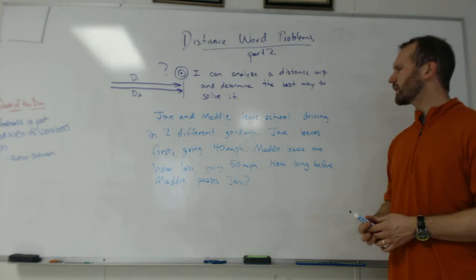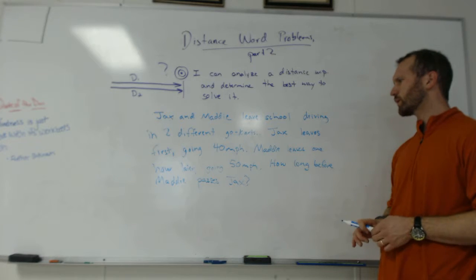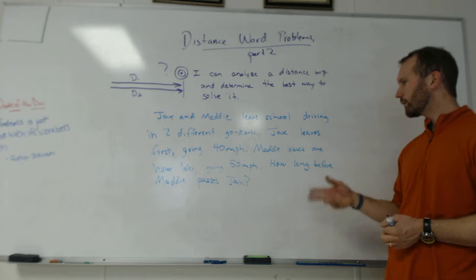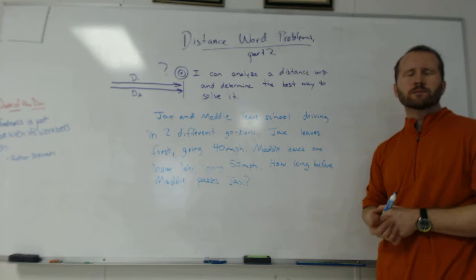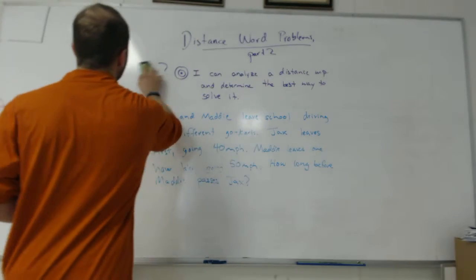Jax and Maddie leave school driving in 2 different go-karts. Jax leaves first, going 40 miles per hour. Maddie leaves 1 hour later, going 50 miles per hour. How long before Maddie passes Jax? So if we were to draw a diagram of this, what would the diagram look like?